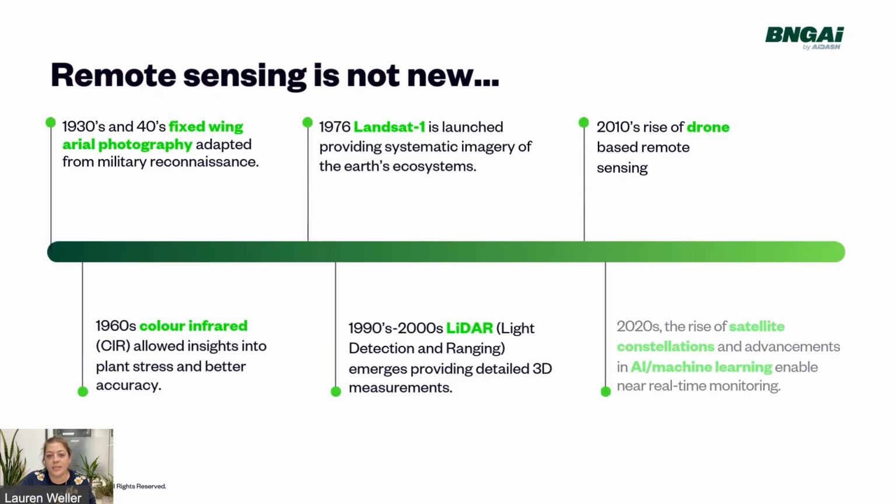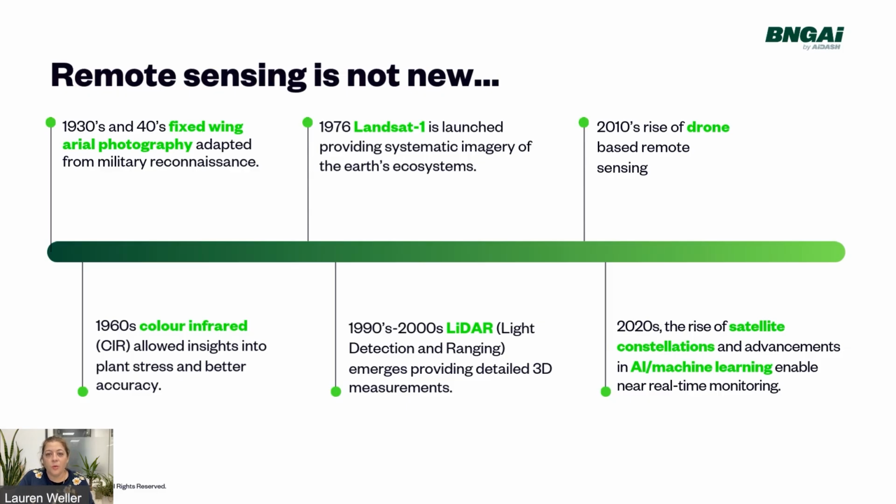And by the 2020s, we had satellite constellations and advanced artificial intelligence, which have transformed our remote sensing capabilities and enabled near real-time monitoring of complex ecological systems. These technological leaps have created an unprecedented opportunity for understanding and tracking environmental changes with remarkable precision and speed. But they've also created unprecedented amounts of data.